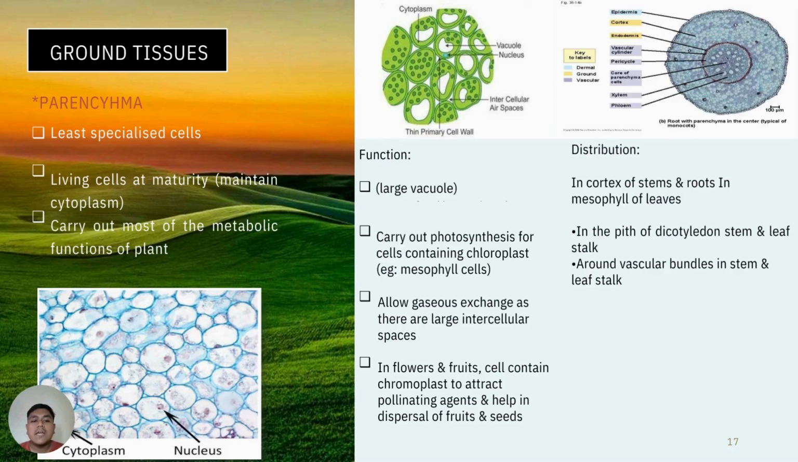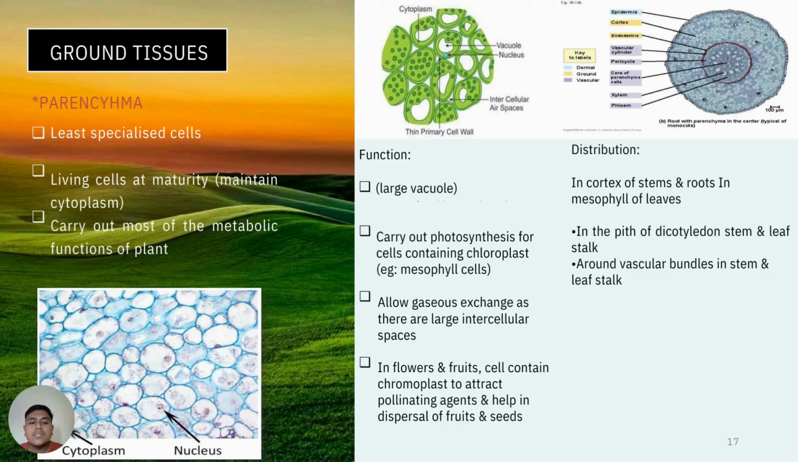Ground tissue has 3 types, which are parenchyma, collenchyma, and sclerenchyma. We're going to the first, which is parenchyma. Parenchyma cells are unspecialized. Living cells at maturity maintain cytoplasm and carry out most of the metabolic functions of the plant. Function of parenchyma: store food and organic substances because it has a large vacuole. It carries out photosynthesis for cells containing chloroplasts. Example, mesophyll cells. Allows gas exchange as there are large intercellular spaces.